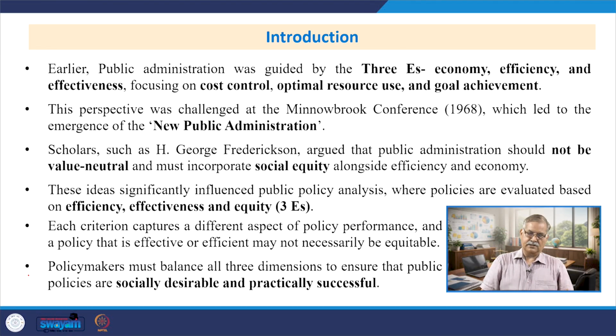Each criterion captures a different aspect of policy performance, and a policy that is effective or efficient may not necessarily be equitable. Some policies may be efficiently implemented, and their outcome may also show effectiveness, but there is no guarantee that the policy will be equitable or will distribute the benefits in society in an equitable manner. So, policymakers must balance all three dimensions of the delivery of public policies to ensure that public policies are socially desirable and practically successful.